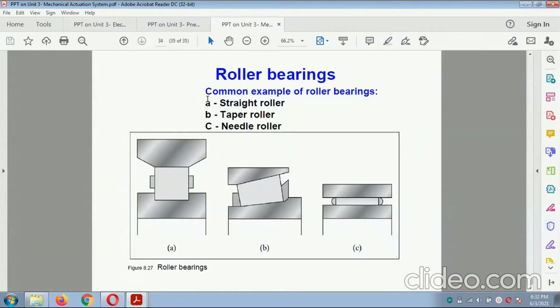So this is a roller bearing. The common examples are straight roller, taper roller and needle roller. So this is the diagram of the straight roller, taper roller and needle roller.